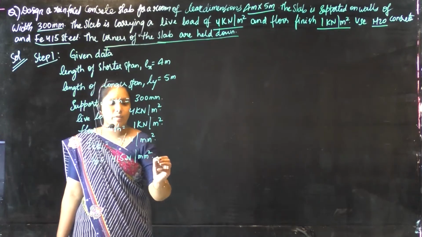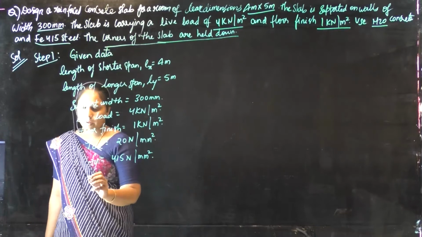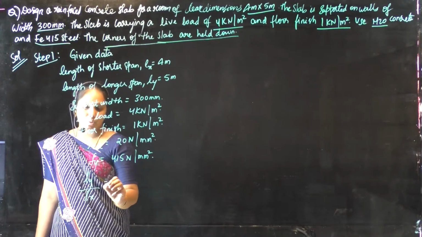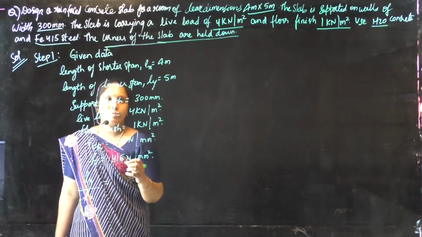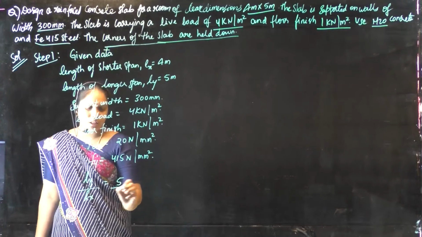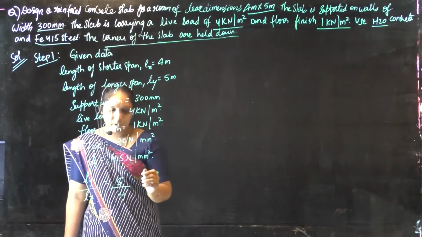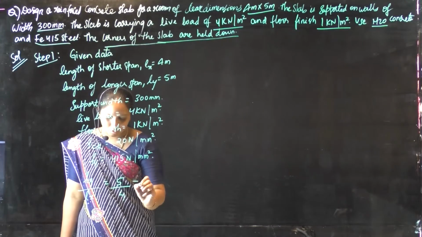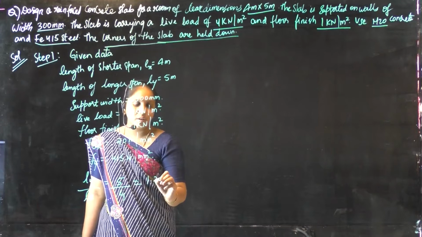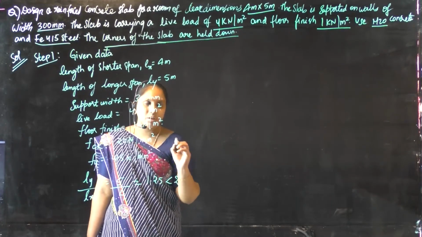Now first we have to find out whether it is a one-way slab or a two-way slab. For that, we have to find out the Ly by Lx ratio. Ly is the length of the longer span, which is 5, and Lx is the length of the shorter span, which is 4. So 5 divided by 4 will give you a value of 1.25, which is less than 2.